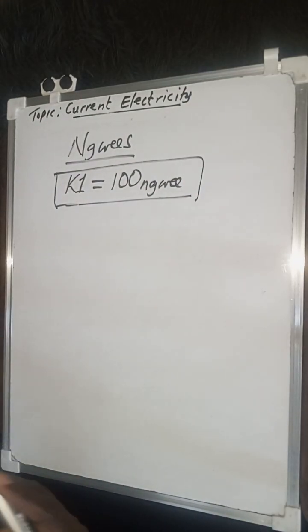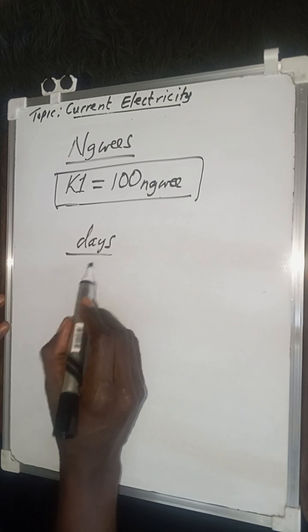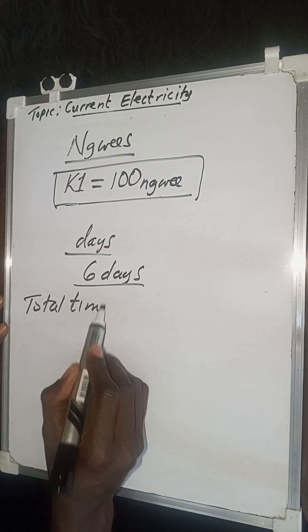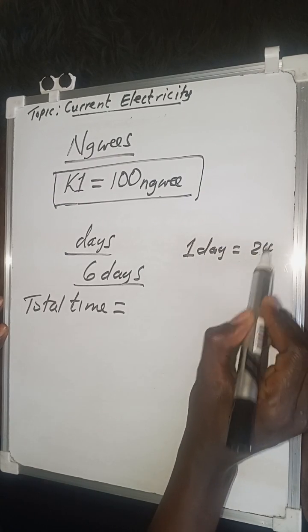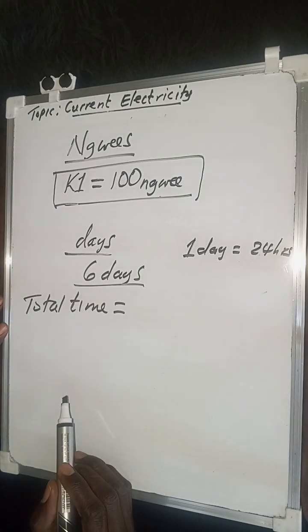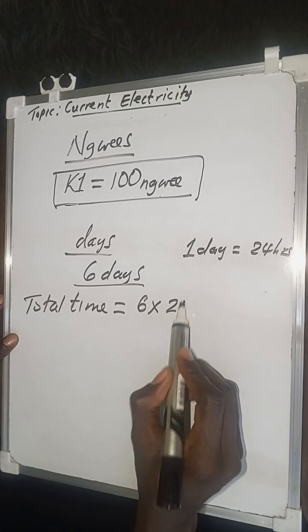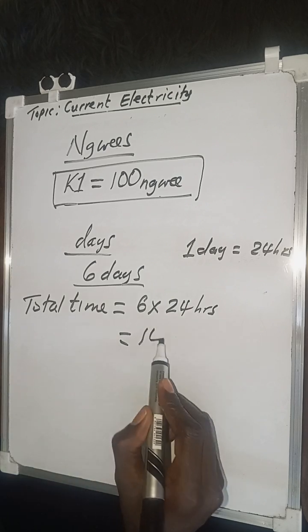Now, sometimes they can tell you it was used for days. Let's say you used an appliance for 6 days. You can know what is the total time. Remember, 1 day is equivalent to 24 hours. So that's what you need to remember. So what about 6 days? You can just say 6 multiplied by 24 hours. So when you multiply 6 by 24, that is actually going to give you how many hours you have used a particular electrical appliance. So if you multiply 6 by 24, I'm going to have 144 hours.